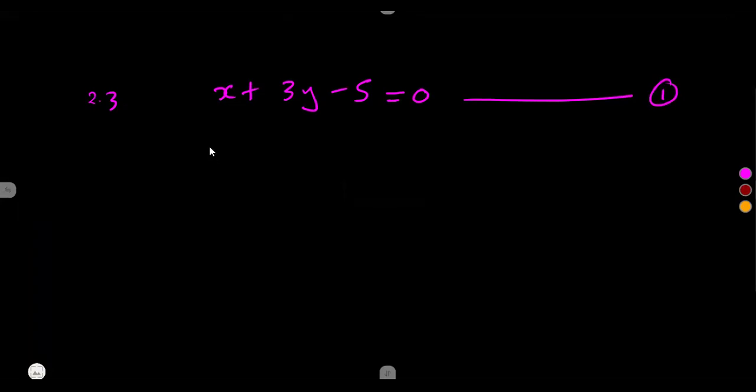So this is 2.3. So on question 2.3, we were given 2 equations there. The first one, that's x plus 3y minus 5, and that's equal to 0. I'm gonna call this our equation 1. And equation 2, we have got 2x minus 6y plus a 2, which is also equal to 0. I'm gonna call this equation 2.